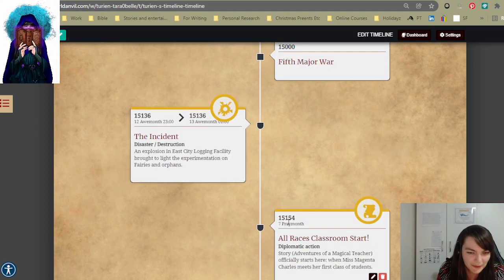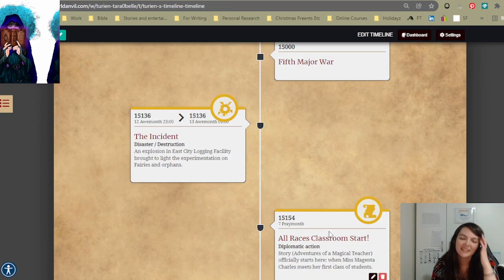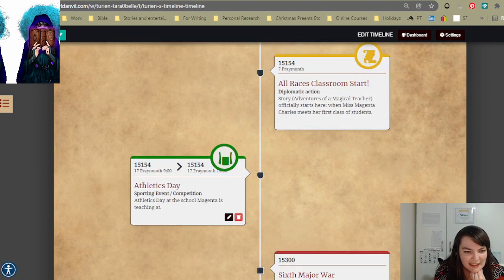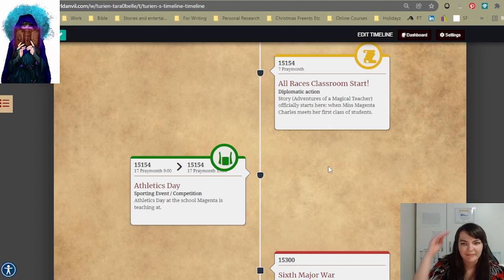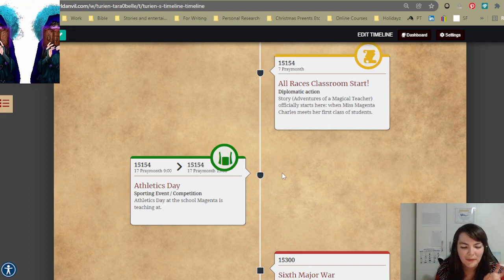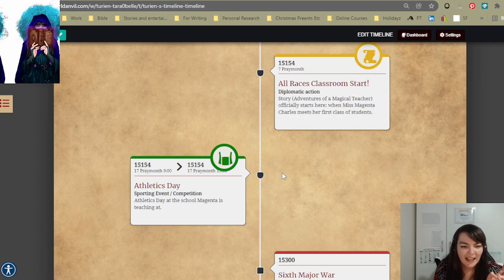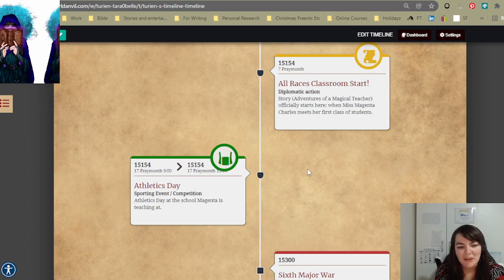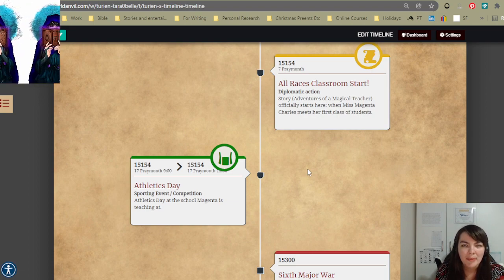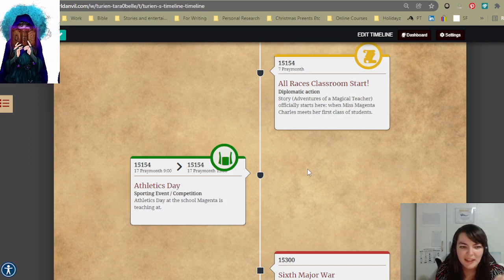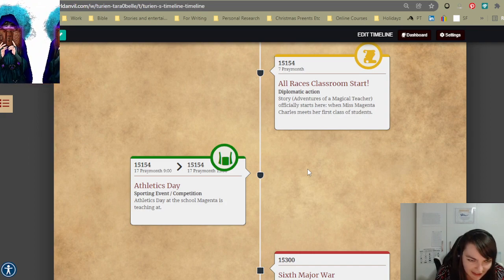Okay, so it's been 15,000 years. And then Athletics Day, so my first kind of, I guess, book one is essentially the first 2 weeks where they're at school, and they have Athletics Day at the start. Because in Australia, normally it's a swimming carnival within the first 2 weeks, but they don't have a swimming carnival here, so that is replaced with Athletics Day.